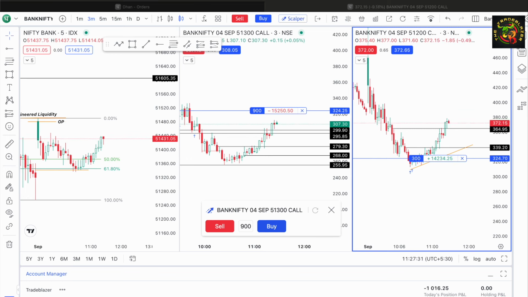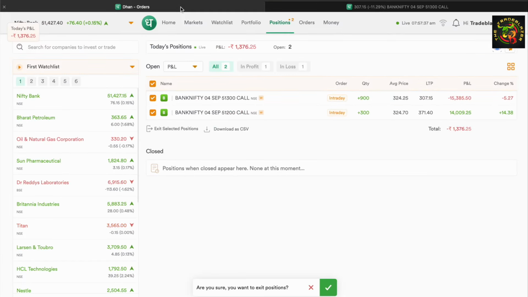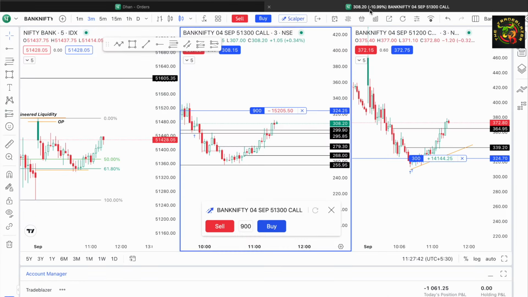So we are almost back to cost. It was in a good loss, but points-wise it is less loss only. We should always look at the points, not at the money. If we look at the money and start panicking, we end up taking wrong decisions and closing the trades wrong. So we should always look at the points, not the money on the chart. Let's see how this trade goes on from here.